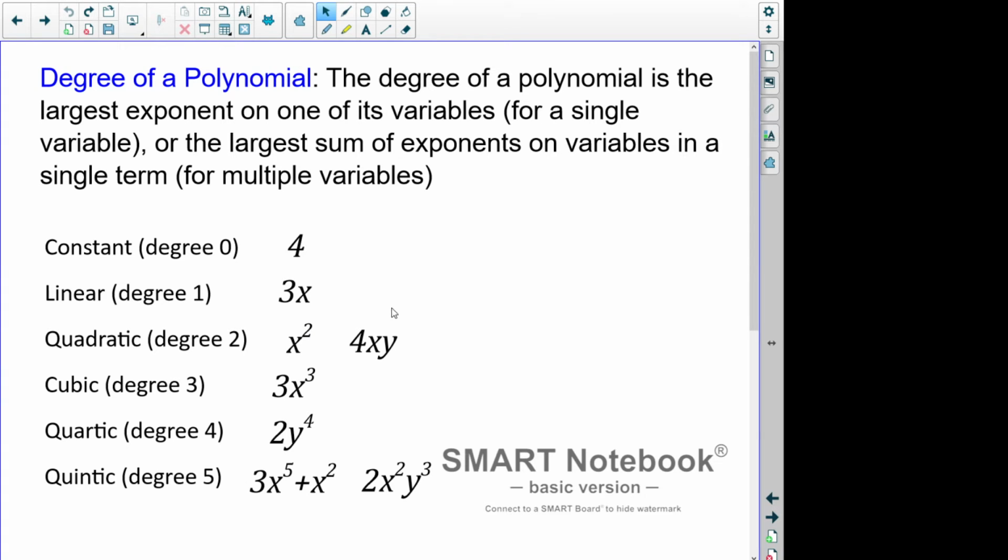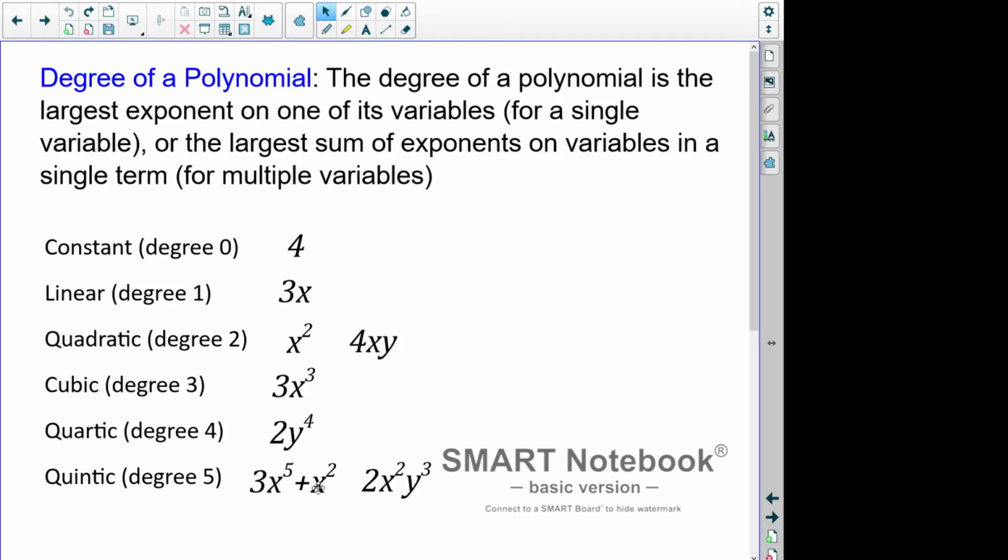This one here is also a quadratic, it's 4xy. Even though those exponents are 1, they're being multiplied together. So this is 1 and 1, that would be 2, that would be a quadratic. So the 4xy is a quadratic. Cubic is a 3rd degree. Quartic is a 4th degree. And then a quintic is what we call something that's degree 5.